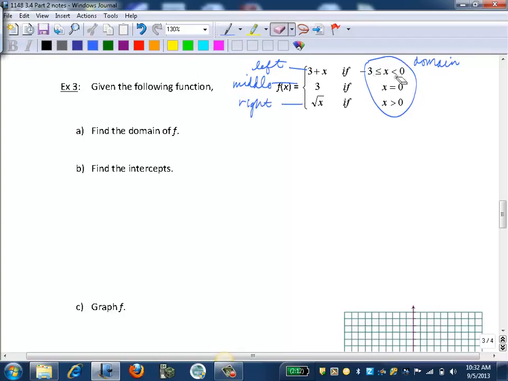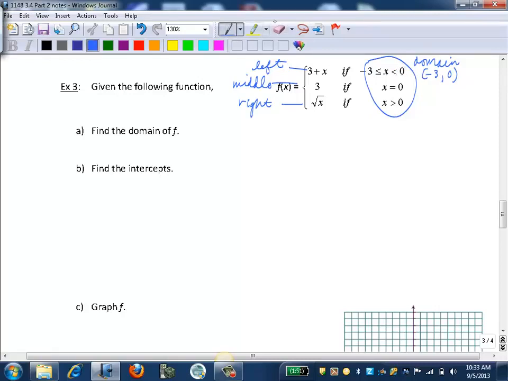So our left piece, if we look at the domain here in the inequality, it goes from negative 3 to 0, not including 0. So if we wrote that in interval notation, we'd have negative 3 with a bracket because of the equals on the inequality, comma 0 with a parenthesis because there's no equals here on this inequality.